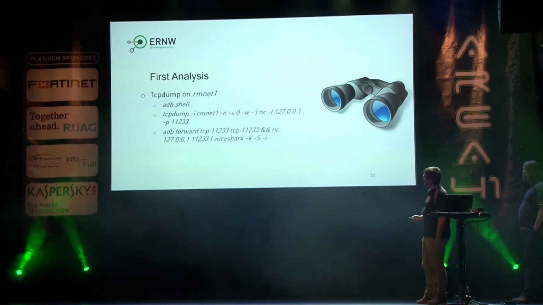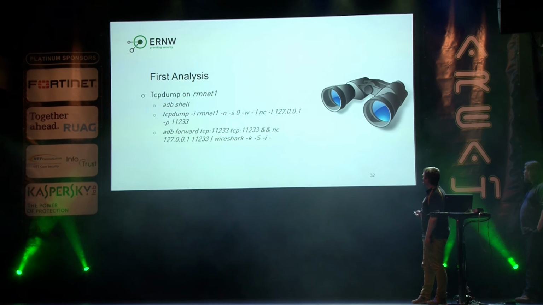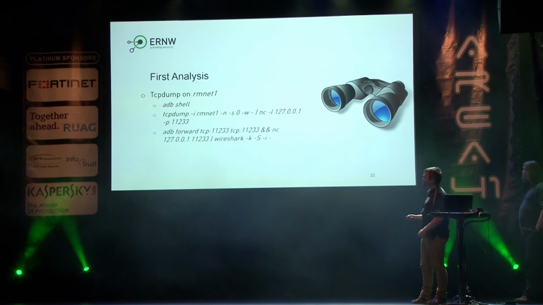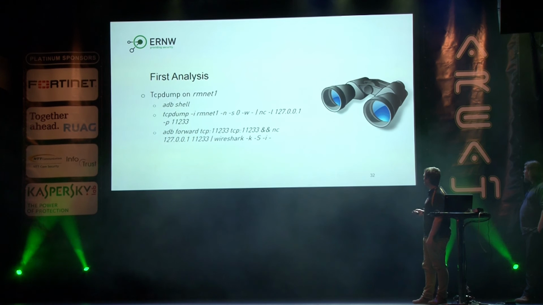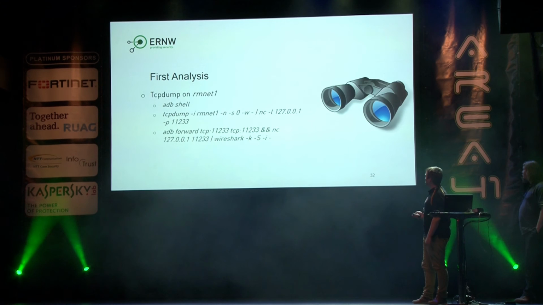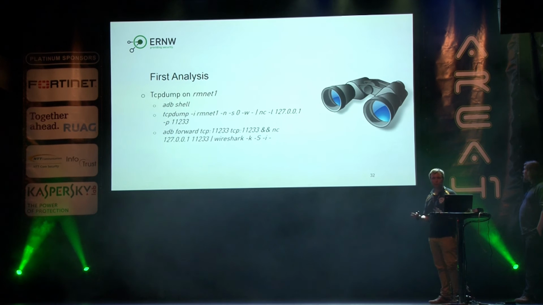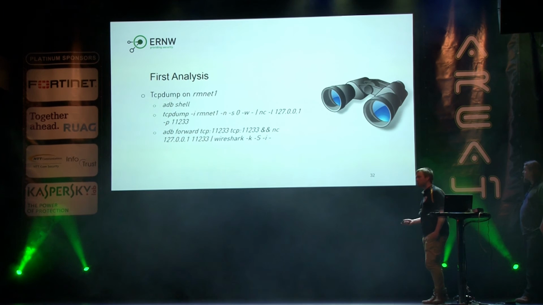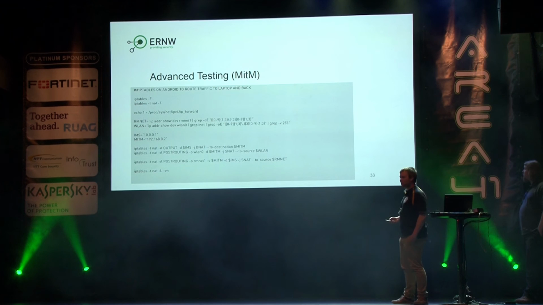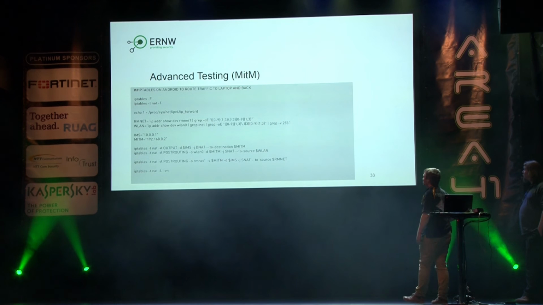A first analysis can be done simply: install tcpdump on your system, start the ADB shell, start tcpdump. You can also forward it to your laptop, so you see it live in your Wireshark with some tricks, just using netcat and piping it to Wireshark. That is easily possible. So adb forward, and then we see it live in Wireshark and can do some analysis. Whoever wants to do more advanced testing, especially if it's encrypted, for TLS maybe, we need a different setup for man in the middle, but it is also very good to read it a bit, especially because it's a clear text protocol.